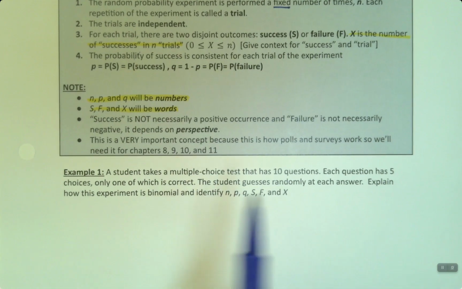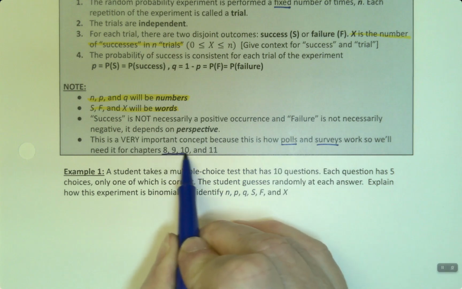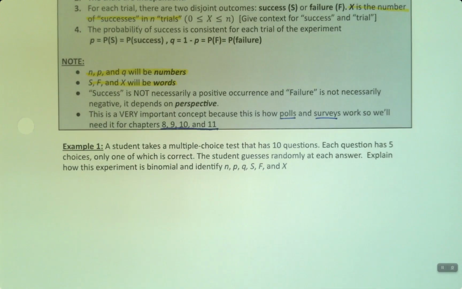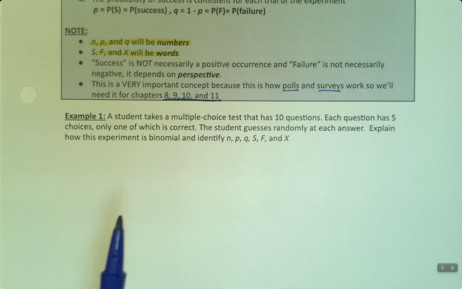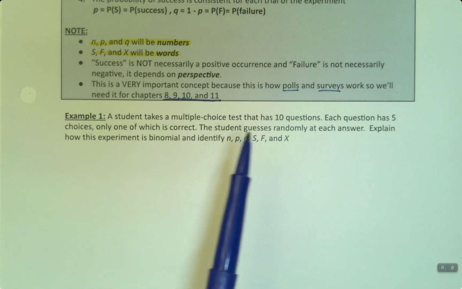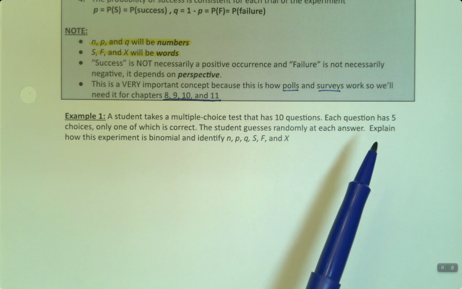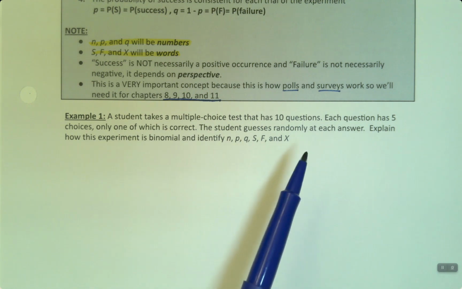All of this is going to be very important for us in chapters 8, 9, 10, and 11 when we work with polls and surveys, because polls and surveys tend to be binomial experiments. We'll see how that works later on. These definitions are a little esoteric, so let's look at this in the context of a problem. A student takes a multiple choice test that has 10 questions. Each question has 5 choices, only one of which is correct. The student guesses randomly at each answer. Explain how this experiment is binomial and identify N, P, Q, S, F, and X.